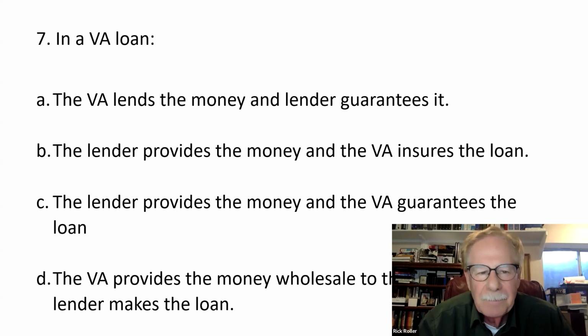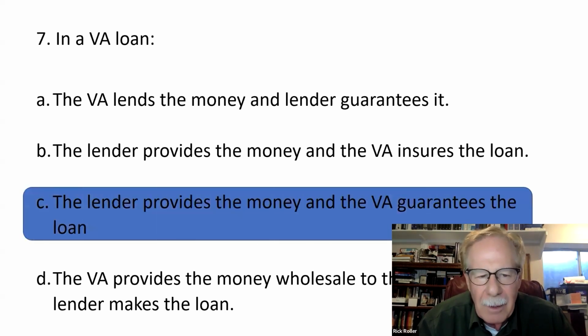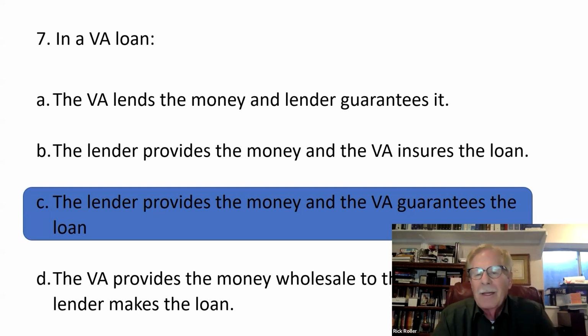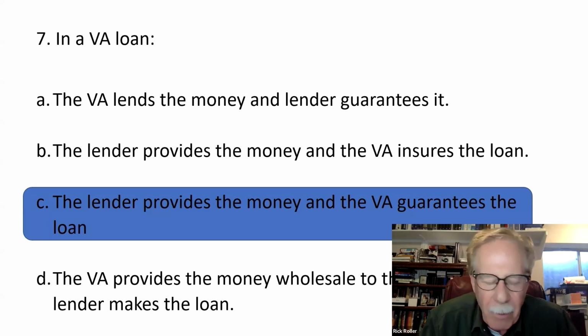Number 8, please. Oh, wait a minute. Let's highlight. Yeah, that's it. See, the lender provides the money and the VA guarantees the loan. Now, FHA insures a loan, and there's an insurance premium that's paid. But because you're a veteran and you served our country and protected the rest of us, you get VA guarantees. Now, there is a small charge, but it's not like a normal private mortgage insurance or even government loan insurance.